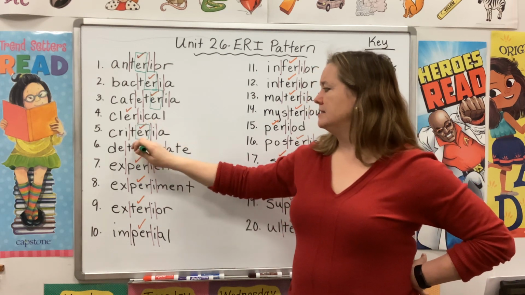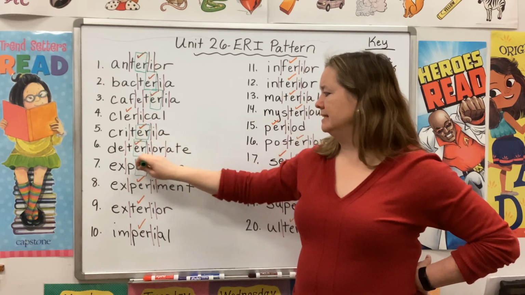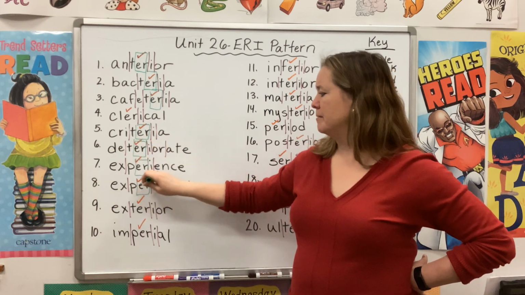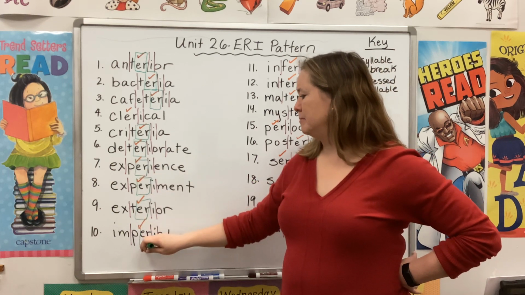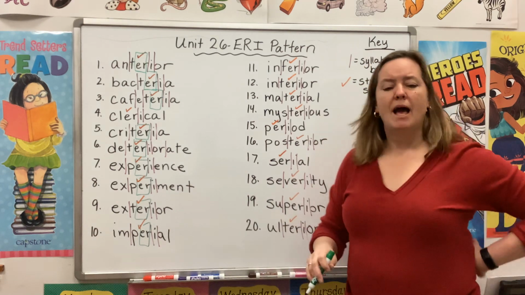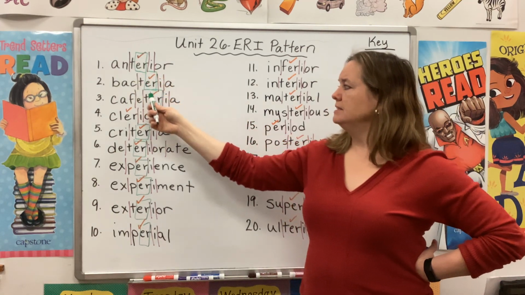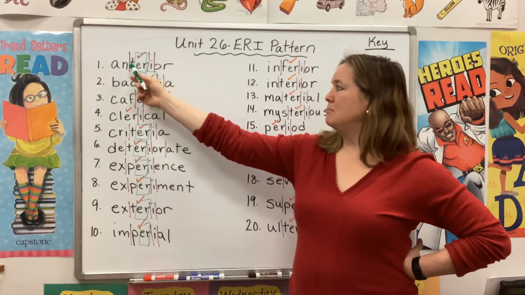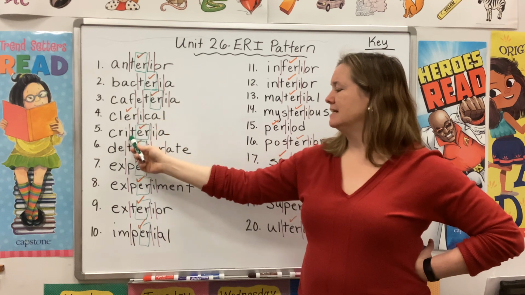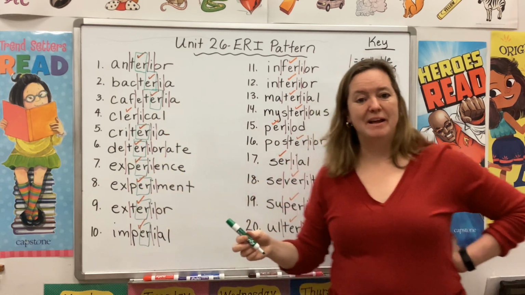Criteria, deteriorate, experience, experiment, exterior, imperial. By the way, are you noticing that so far all these words that have that ear chunk are preceded by a T or a P? That's interesting, right?